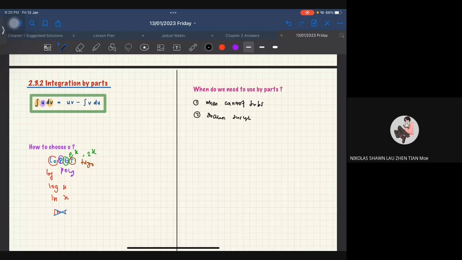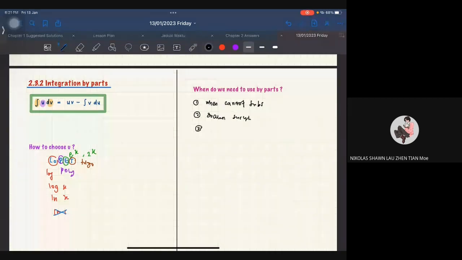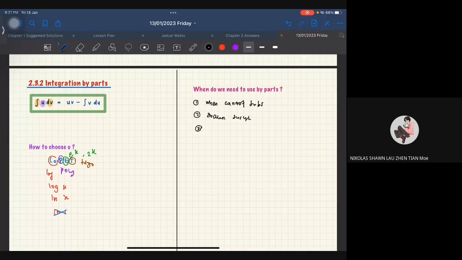The third reason adalah bila awak ada different type of functions yang di-combine. Okay, so you have different type of functions.